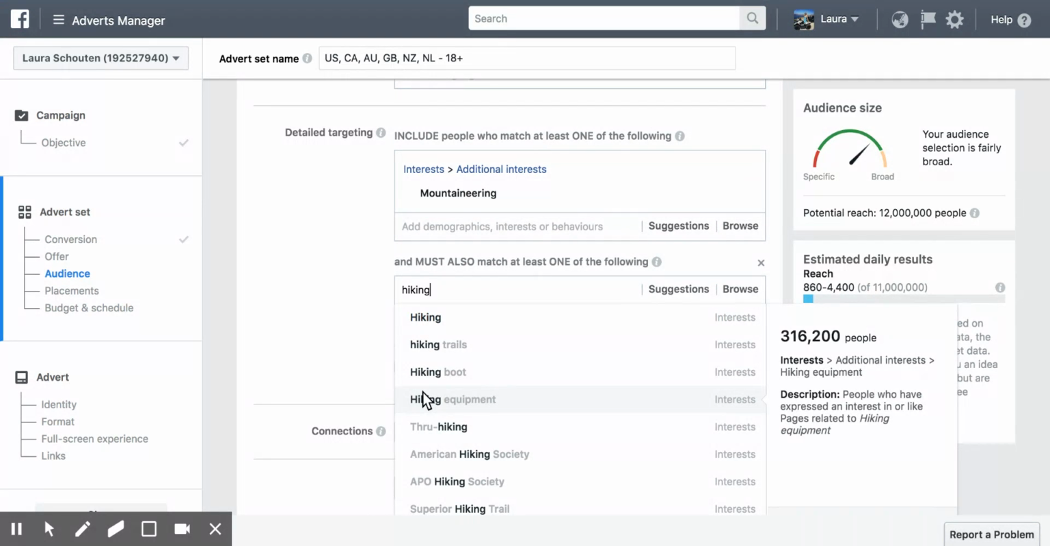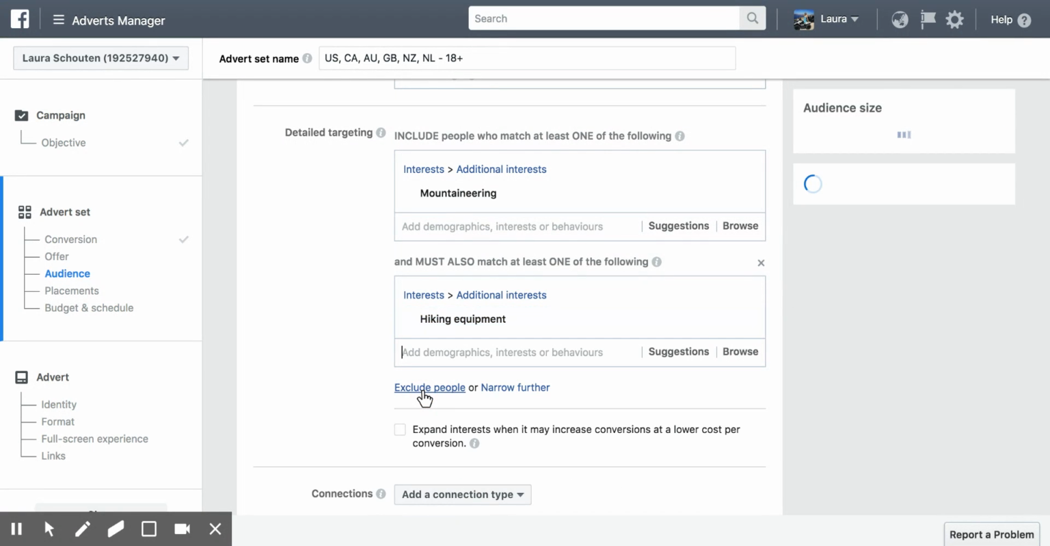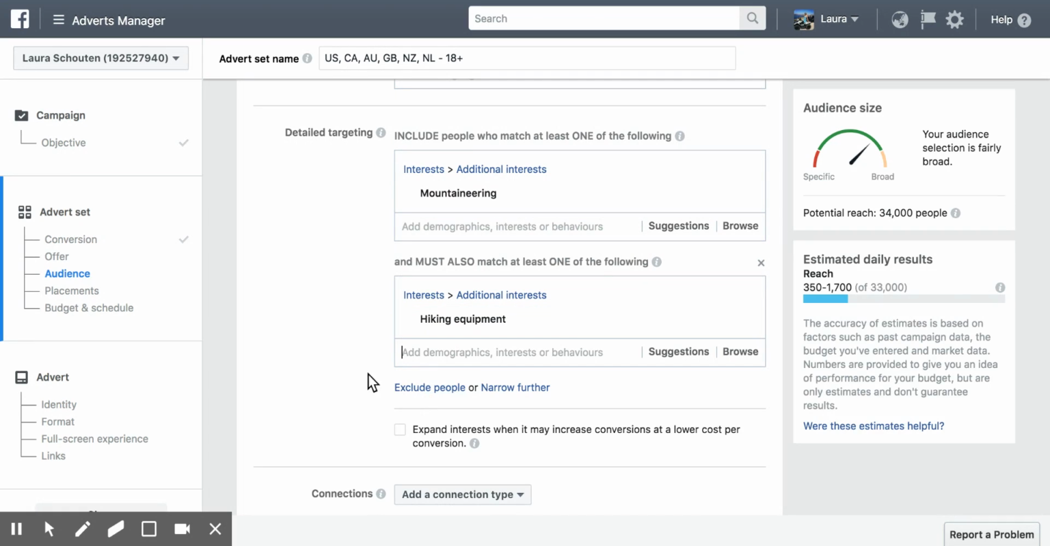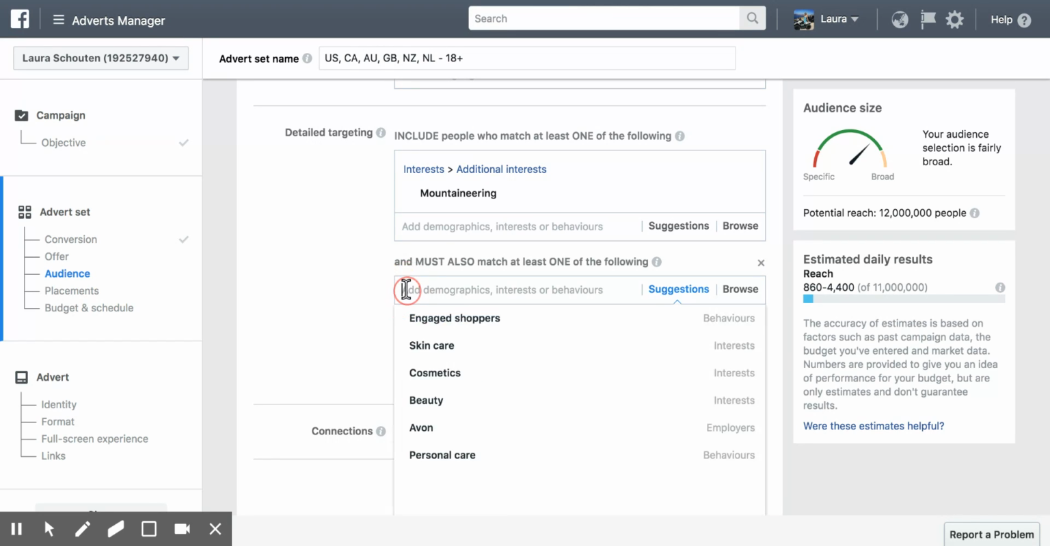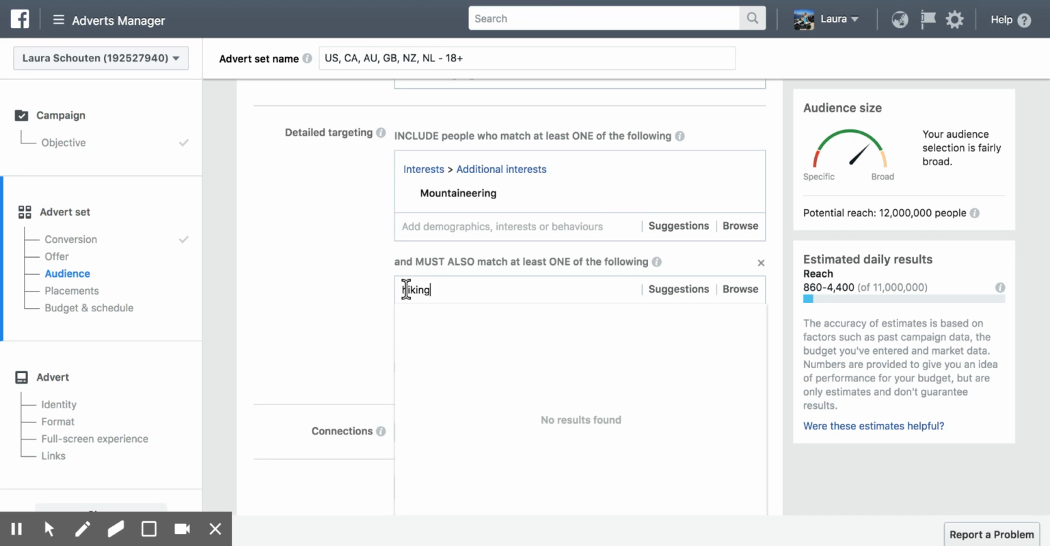Now watch this when you narrow down to hiking equipment. 34,000. That's a bit small, that one. I would save that for another day. You don't want to go below 80,000 usually. It's probably in e-commerce. Otherwise, you've got no room to scale, and your costs will be too high. So let's just go hiking and see how that goes.